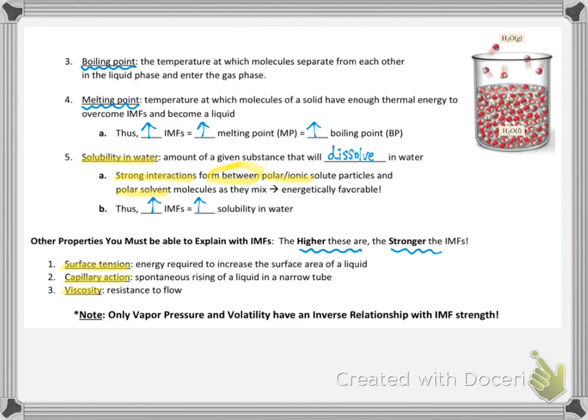For all of those things, the stronger the IMFs, the higher each of those things are going to be. Just remember the two things that start with a V, vapor pressure and volatility. Those are the ones that have an inverse relationship with IMF strength. All right, those are all the different variables you need to know that correlate with IMFs. So it would be a great idea to go ahead and practice some of these concepts to make sure they really stick into your brain.